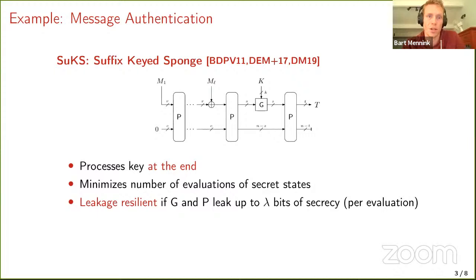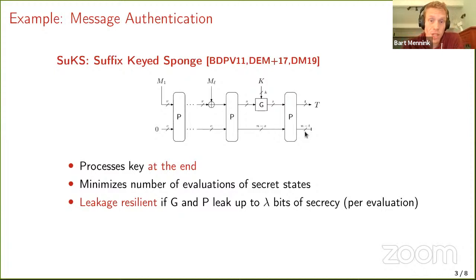In SUX, you do it the other way around. So you absorb the message R bits at a time. And only after the last message block, you absorb the key into the state. You make one more permutation call and then you get the tag. And the trick here is that only a limited amount of data in the evaluation is secret and can leak.